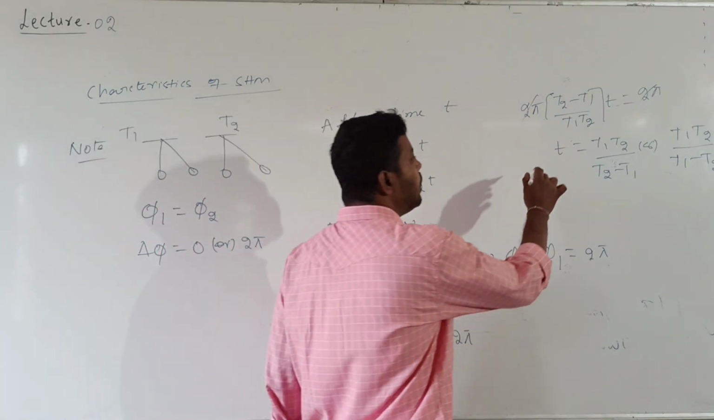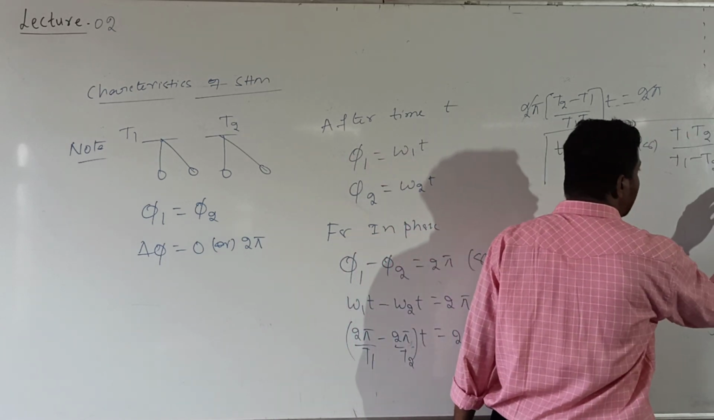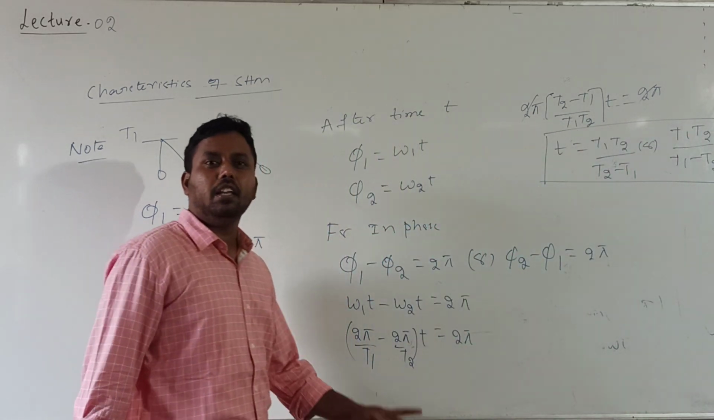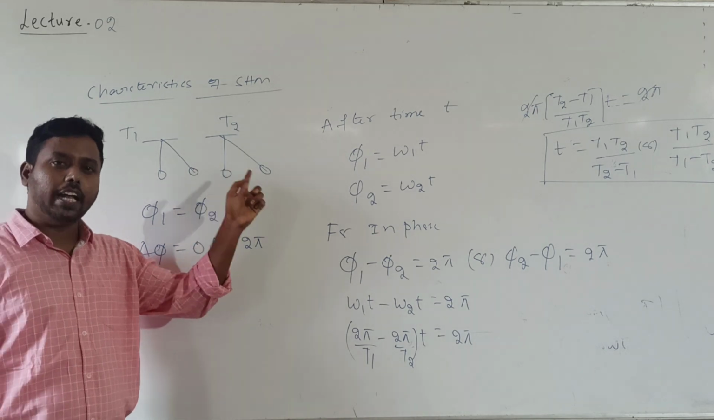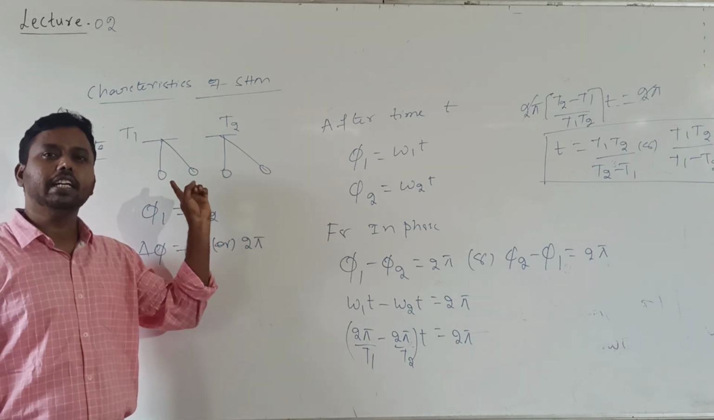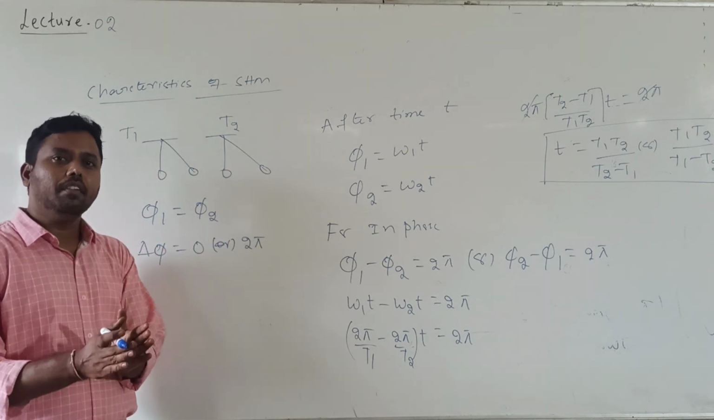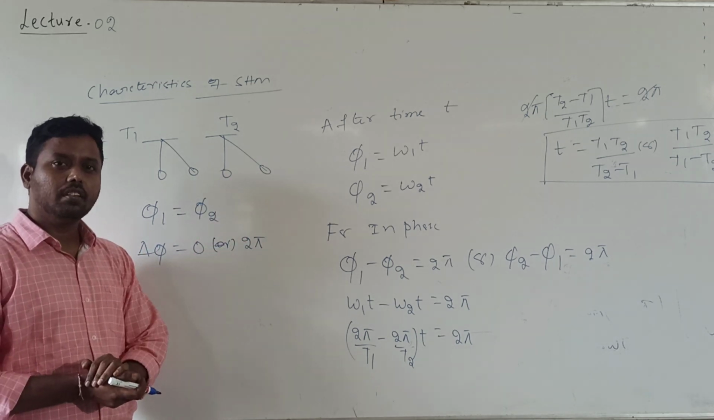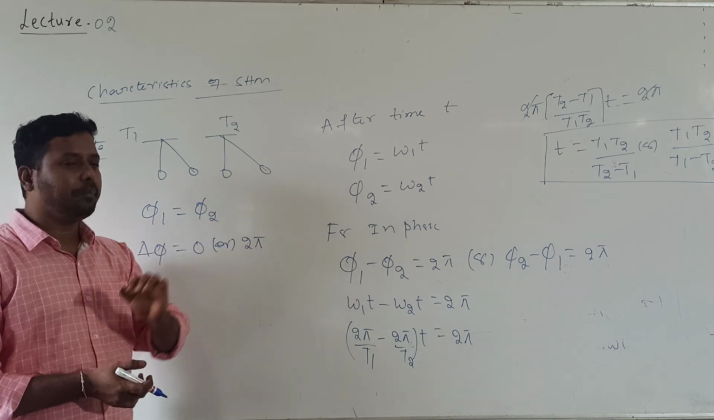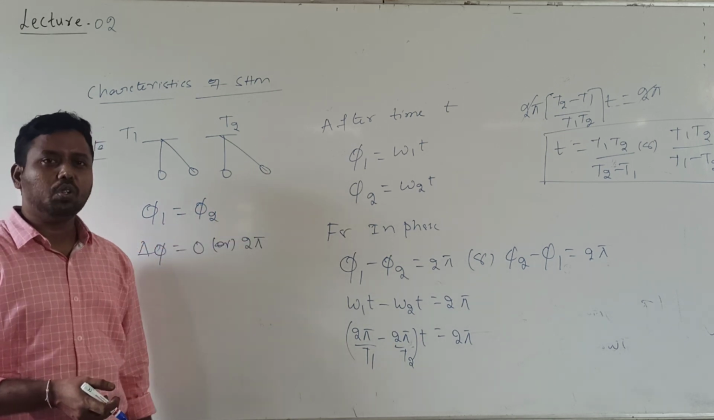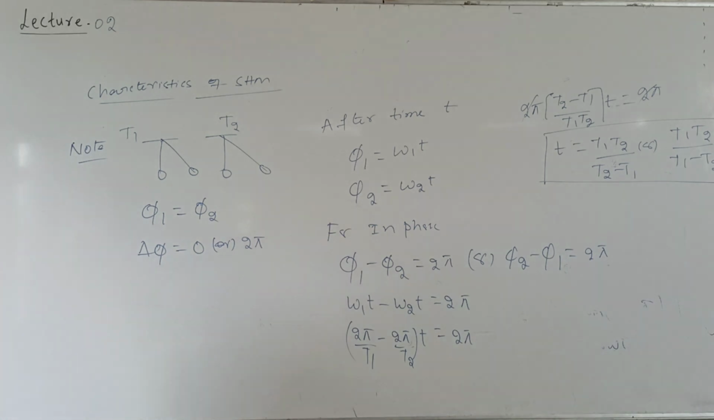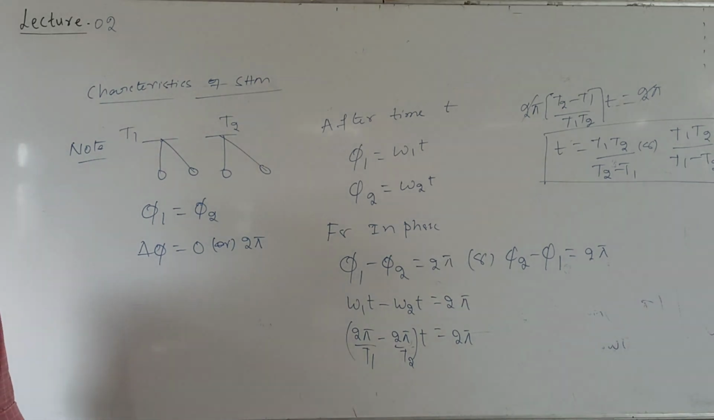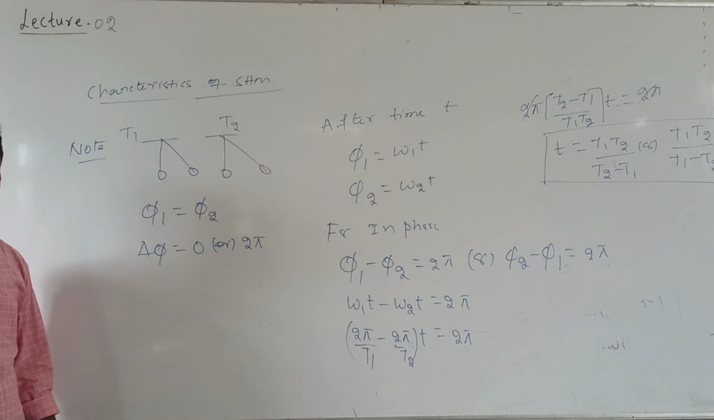But what is this formula for small t? This is the time after which again the two bobs are in phase. So what is the condition? After what time are the two oscillating bobs again in phase? That is called the time, which is given by t1 into t2 by t2 minus t1. Understood? So this is for time.